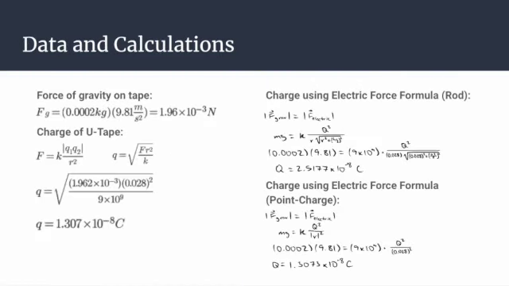Some data and calculations that were involved in this lab included the force of gravity on the tape and the charge of the U-tape, which were both things that we found in the previous lab. The charge on the U-tape before was determined by a point charge, but we also were able to determine this using the electric force formula for the rod, and this calculation came out to be 2.5177 times 10 to the negative 8th power.